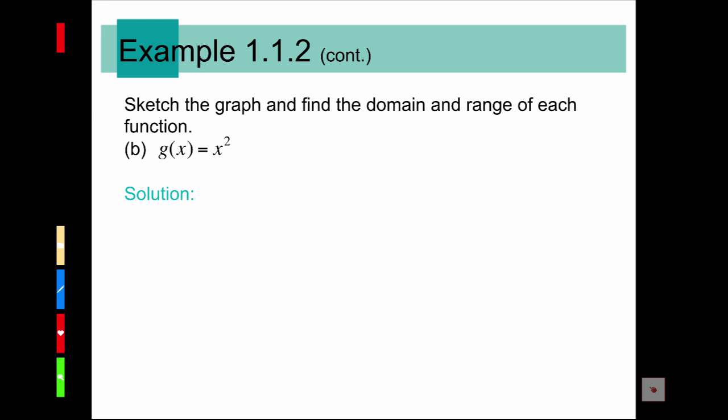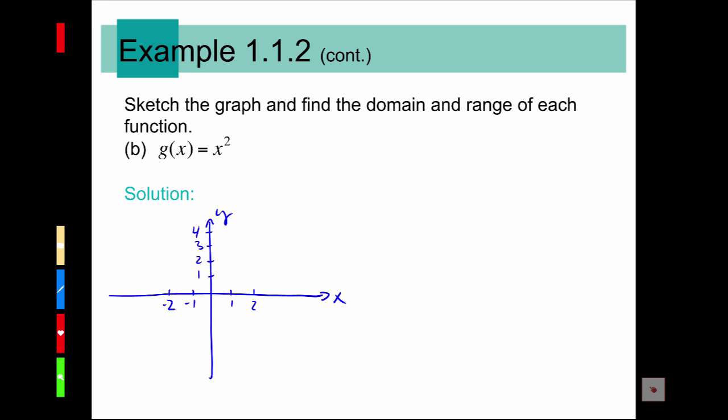Okay, let's consider this second example. Here's the function g of x equals x squared. And again, let's begin by sketching a graph. First, we lay down the y-axis and the x-axis. And again, let's put some tick marks on here to indicate scale. So there's a value of x equals 1 and 2, a value of x equals minus 1 and minus 2. And on the vertical axis, let's go all the way up to 4 in this case.